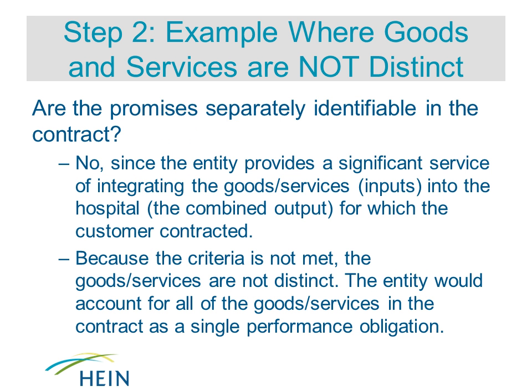But are the promises separately identifiable in the contract? And they're not. Since the entity provides a significant service of integrating the goods or services, considered the inputs, into the hospital, the combined output for which the customer contracted. So they really contracted for the hospital. They didn't contract for foundation and the piping and the wiring and those individual items. They're looking for a combined output. And so because that criteria is not met, the goods and services are not distinct. The entity would account for all the goods and services in the contract as a single performance obligation.